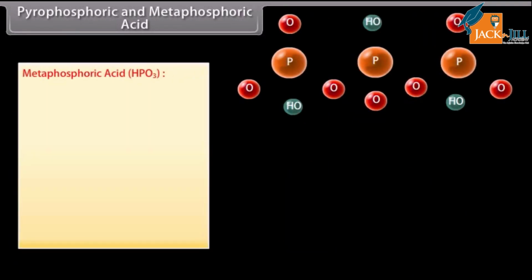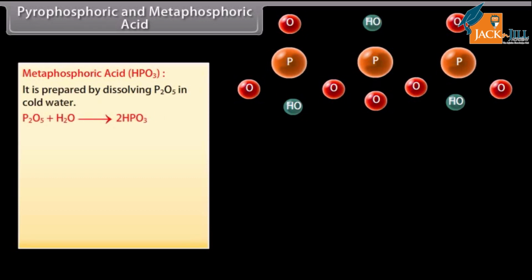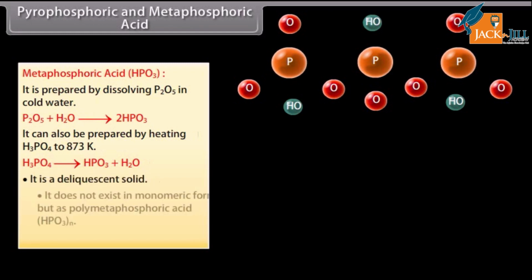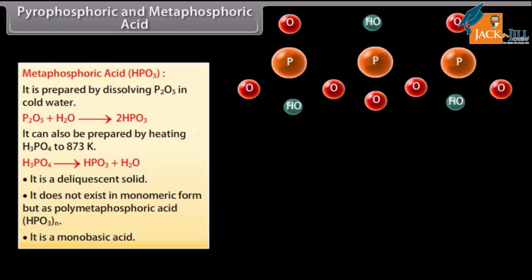Metaphosphoric acid. It is prepared by dissolving P2O5 in cold water. It can also be prepared by heating H3PO4 to 873 Kelvin. It is a deliquescent solid. It does not exist in monomeric form but as polymetaphosphoric acid (HPO3)n. It is a monobasic acid.